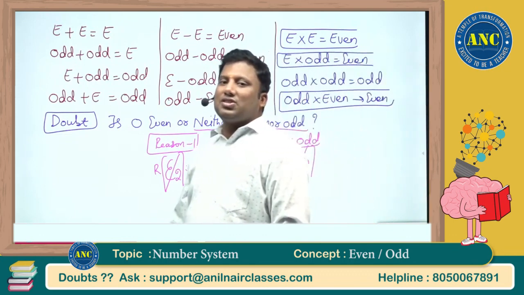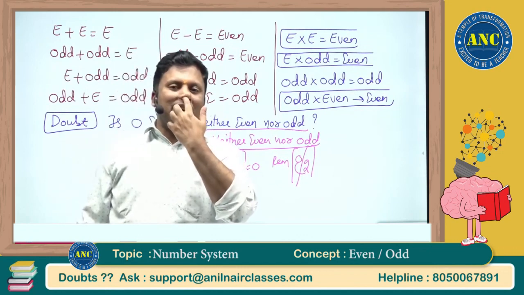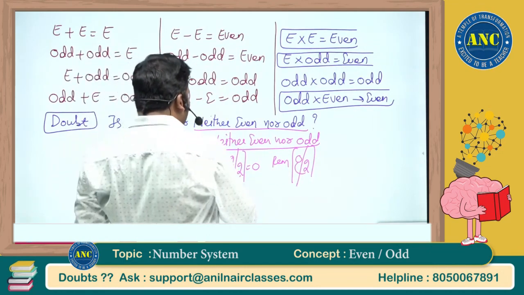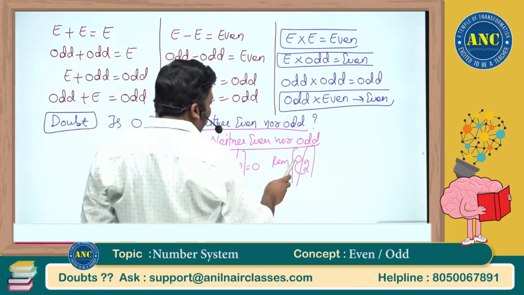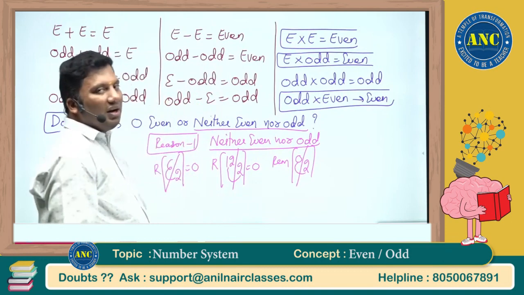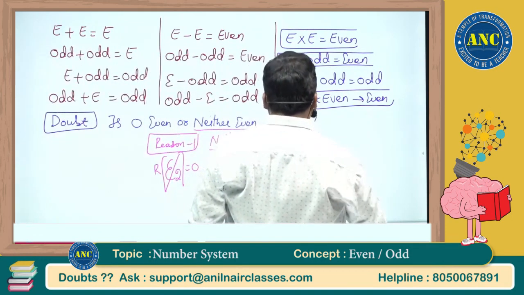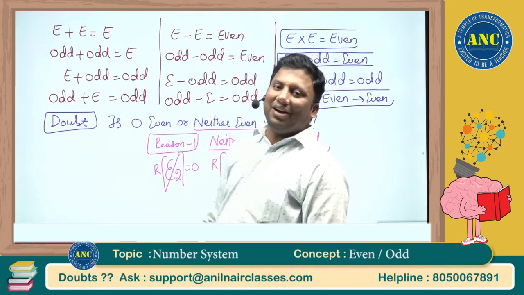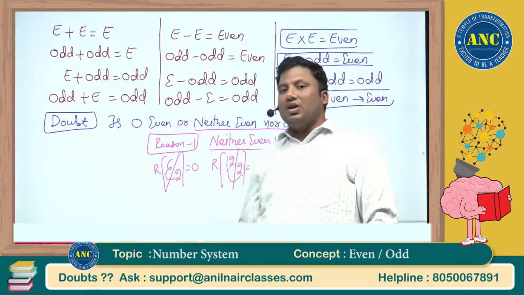What are the multiples of 4? 4, 8, 12, 16 and so on. A multiple is always greater than the number, right? 12 is greater than 2. 6 is greater than 2. Can a multiple be greater than the original number? No. That means this contradicts the statement. That is the reason 0 is neither even nor odd. 0 is neither even nor odd because of this concept.